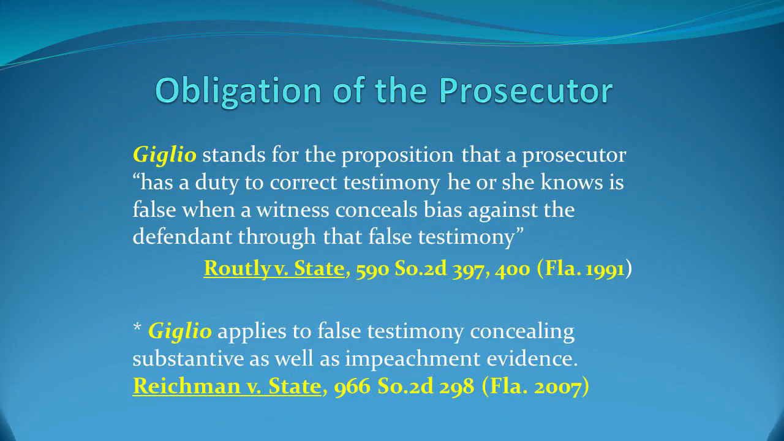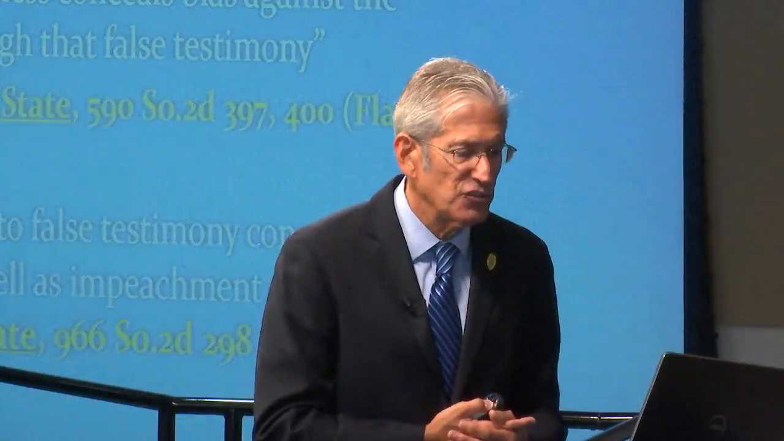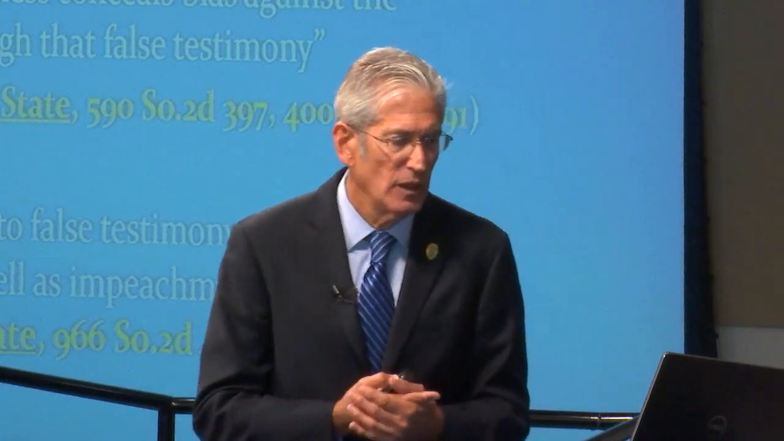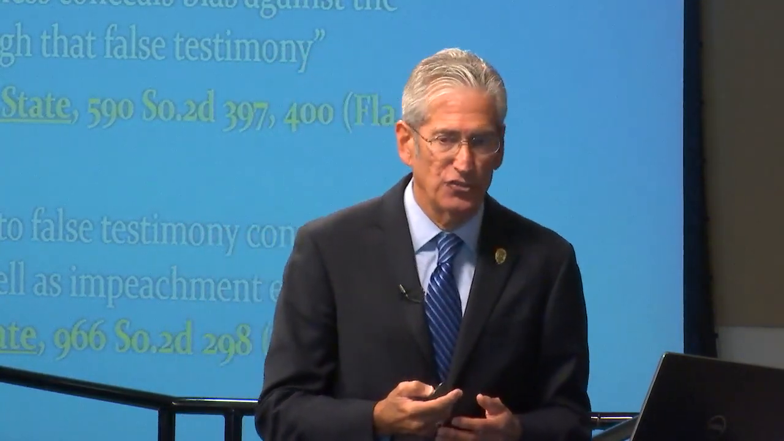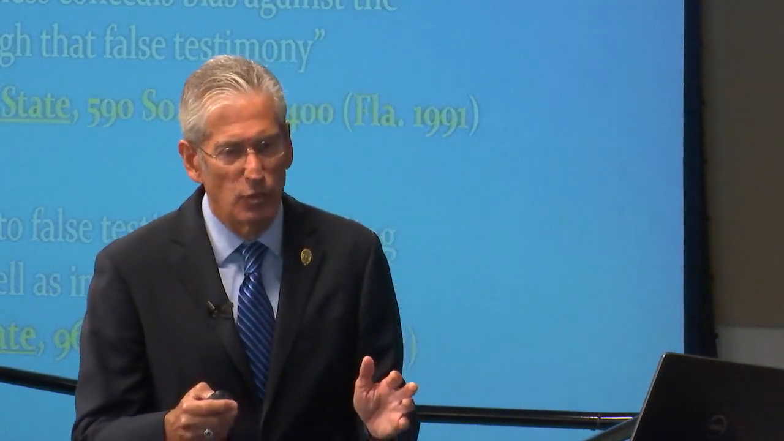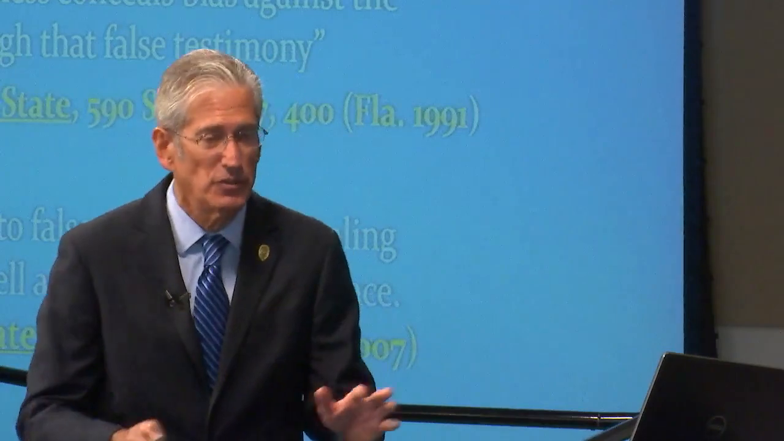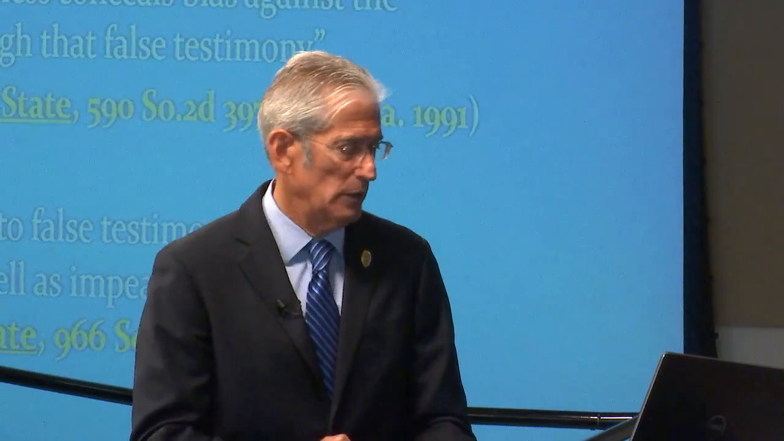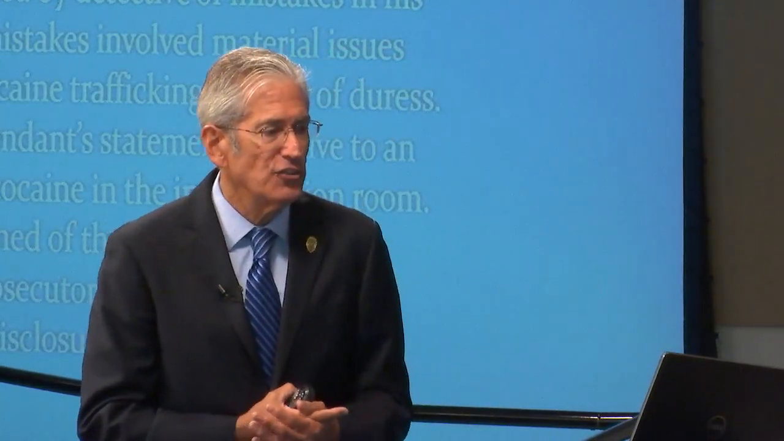correct testimony he or she knows is false when a witness conceals bias against the defendant through that false testimony. That's Routley versus State, Florida Supreme Court in 1991. It applies to false testimony concealing substantive evidence as well as impeaching evidence, and that's from Richmond, another Florida Supreme Court case, 2007. But by and large, you're going to have impeaching information of witnesses that have been offered things. That's the majority. But you may have obviously substantive falsehoods as well. The obligation to correct is ongoing.